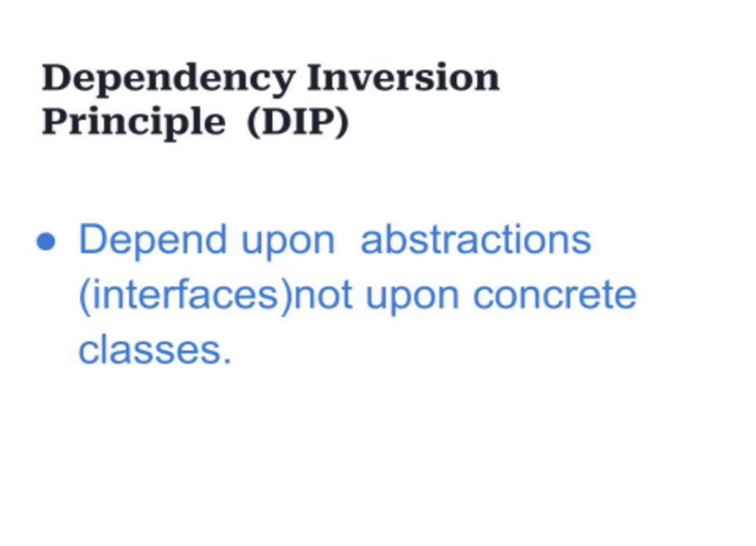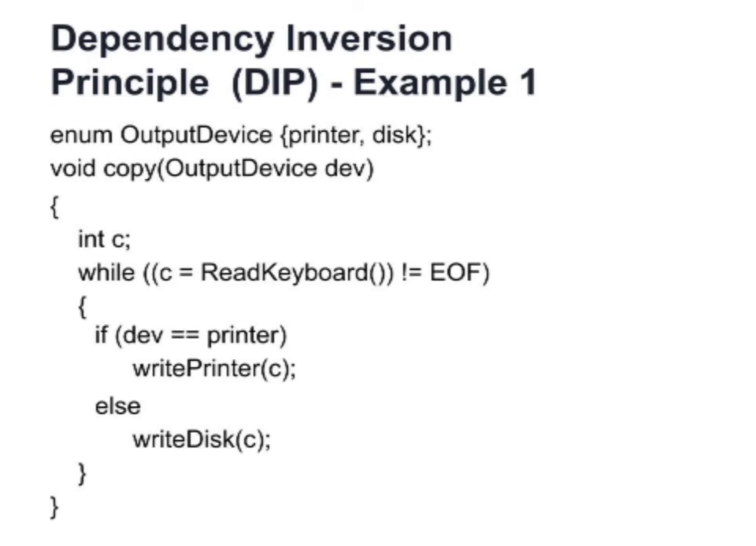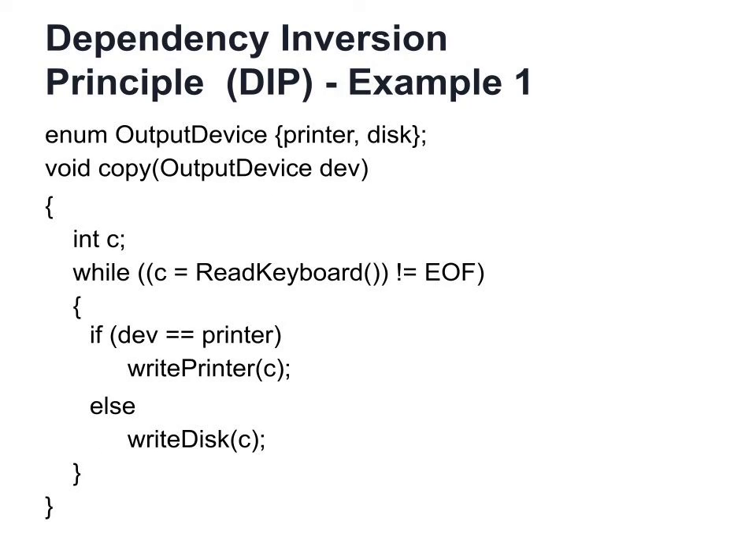Look at this implementation of the copy method. Based on the output device which is passed in, which could be a printer or a disk, whatever is read from the keyboard would be written to the output device. You can see the logic for it here. You read from the keyboard and check if the output device is printer, then write to printer, else write to disk. Now what is the problem with this?